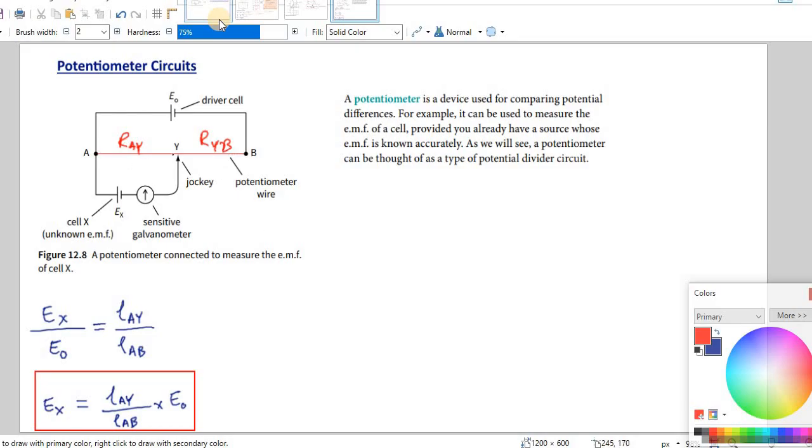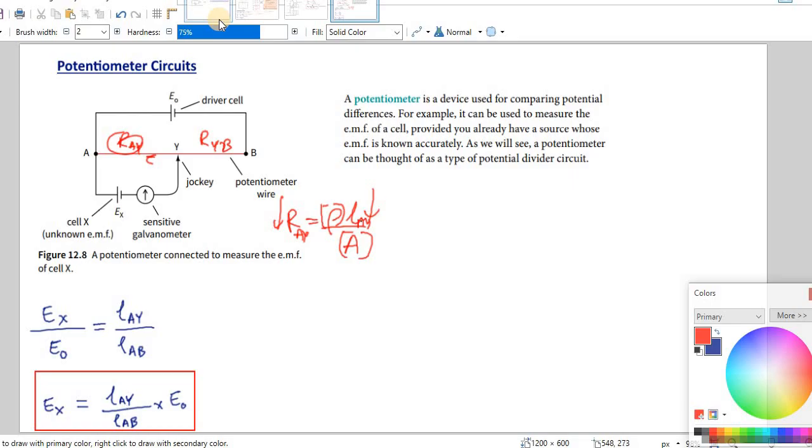Okay, and when you move this sliding contact to this side, what will happen? AY decreases, resistance AY decreases, because R equals rho L over A. So when rho is the same, because it's the same wire AB, A is also the same. So when you decrease L, the resistance AY decreases, and that's why we are using the length here, because rho and A are constant.